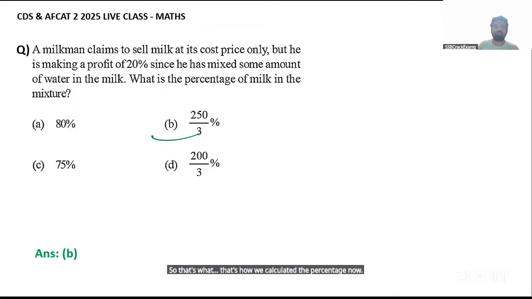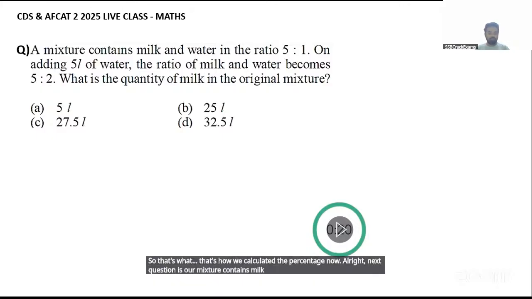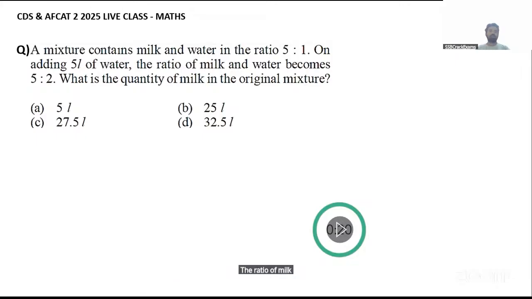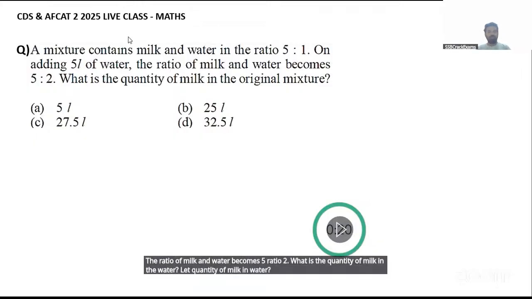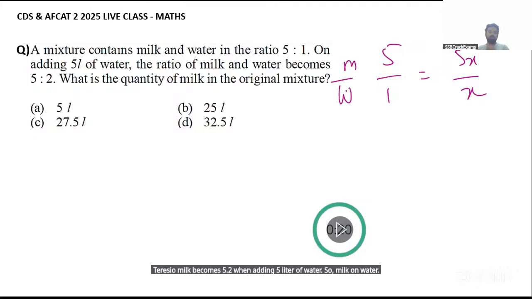No? All right. Next question: a mixture contains milk and water in ratio 5:1. On adding 5 liters of water, the ratio of milk and water becomes 5:2. What is the quantity of milk in the mixture? Let the quantity be such that the ratio is 5 upon 1, so it is 5x upon x. According to the question, the ratio becomes 5 upon 2 when adding 5 liters of water. So milk upon water was this.